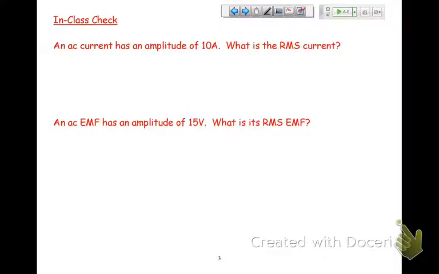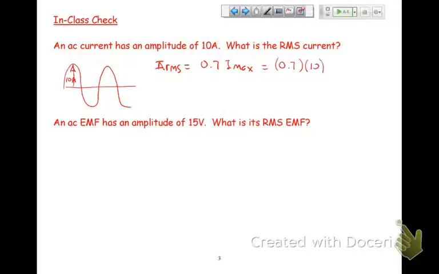So an AC current has an amplitude of 10 amps. What is the RMS current? So I'd say, okay, AC current amplitude, of course, is from the middle to the end, so that's going to be 10 amps. RMS is equal to 0.7 times Imax, which equals 0.7 times 10, which equals 7 amps. Units matter.